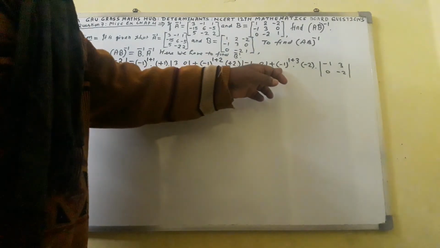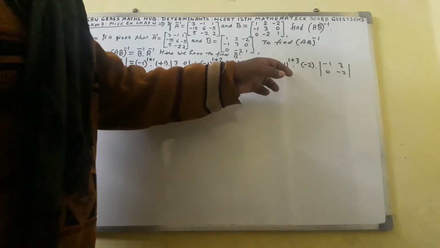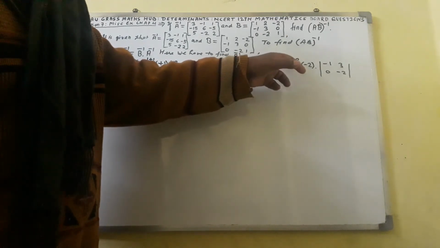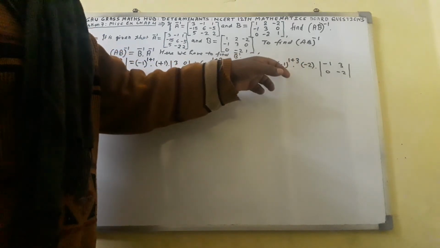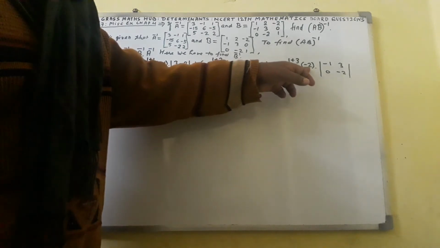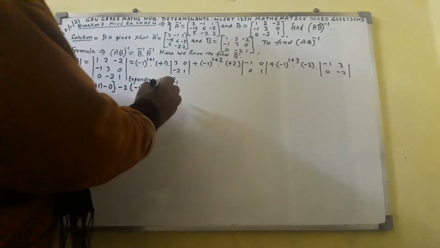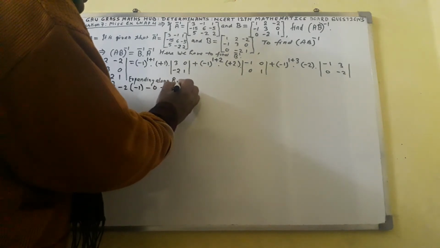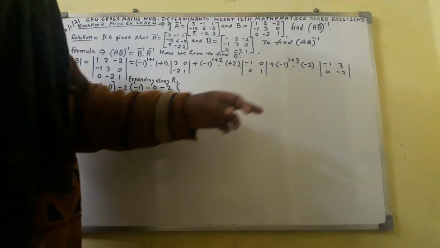And now take out this element. Here it is written (-1) raised to power 1 plus 3. 1 plus 3 comes out to 4. (-1) raised to power 4 comes out to 1. 1 multiplied by minus 2 comes out to minus 2. So here write minus 2 in bracket.